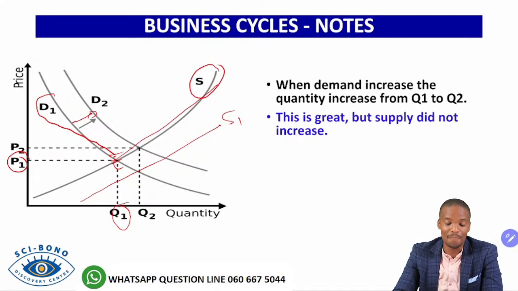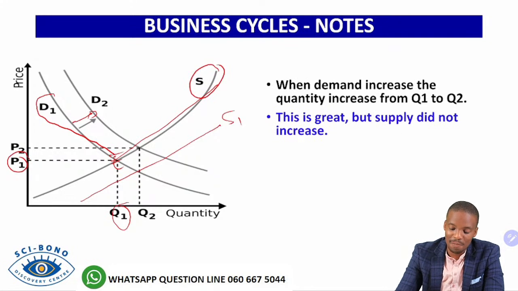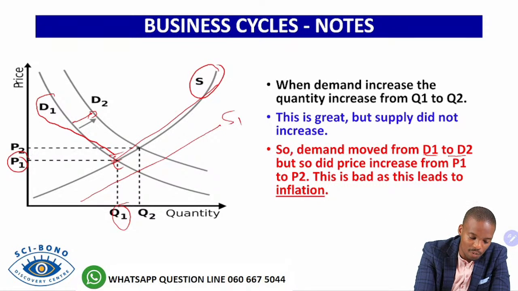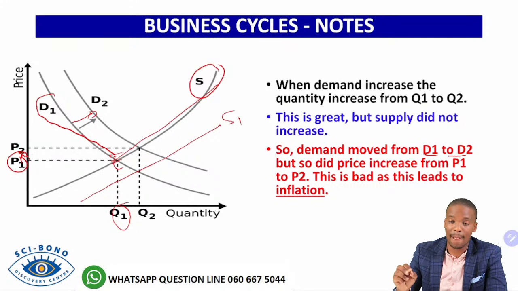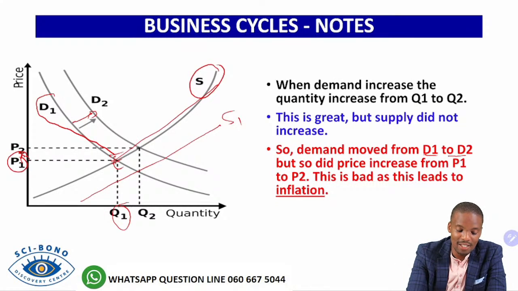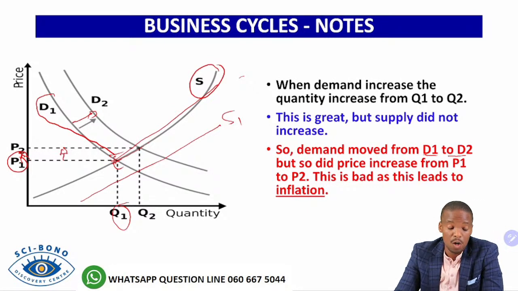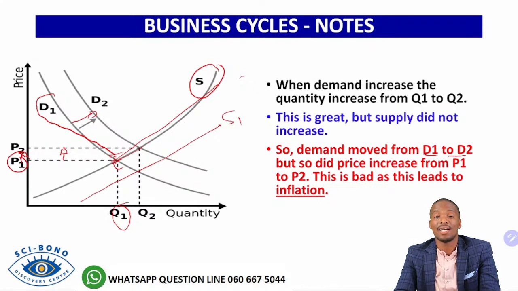So what will then happen? This is great, but if supply does not increase and demand moves from D1 to D2, the price will have to increase from P1 to P2. Why? In this case, there is an increase in demand. It moves from D1 to D2, but supply did not react. And for us to limit the demand, we've got no choice as suppliers but to increase the price. That is why you see the movement there. The price increases from P to P1. We are trying to control the demand.